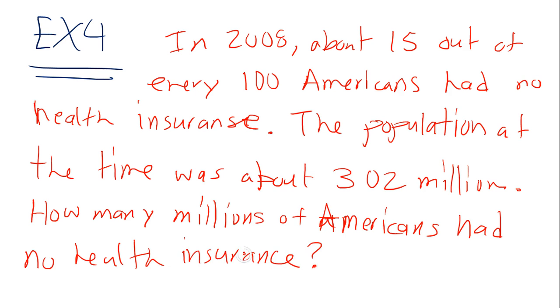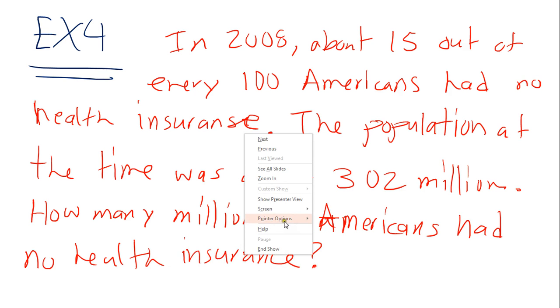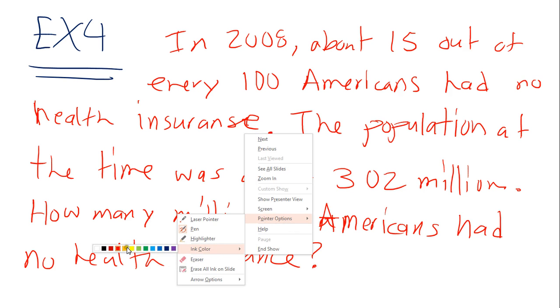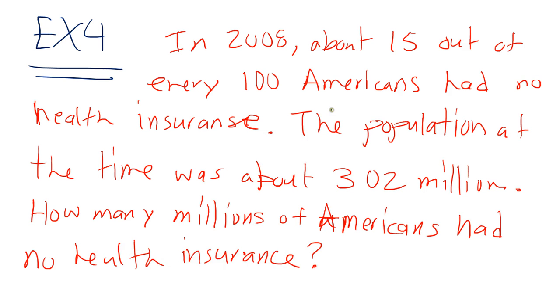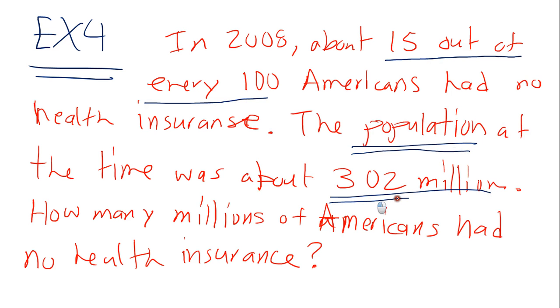All right, so I'm going to change the color quickly. Pointer options, ink color, blue. So basically, let's pull out the information they're giving us. The year is not important. They're saying 15 out of every 100 had no health insurance. The population was 302 million.